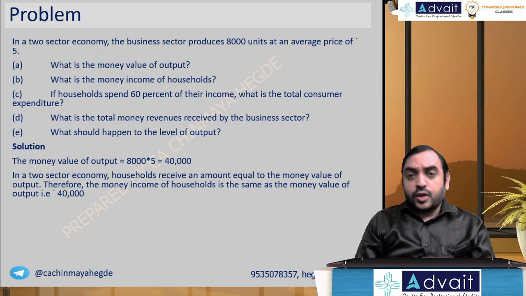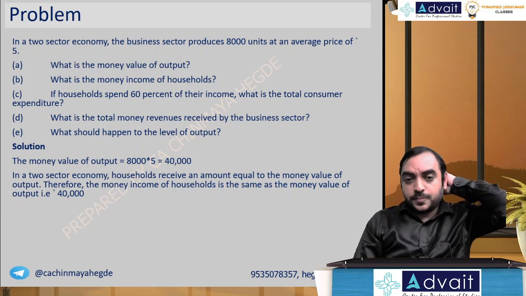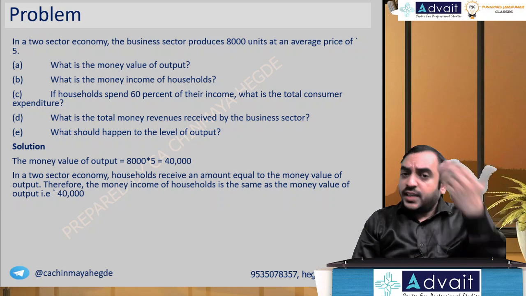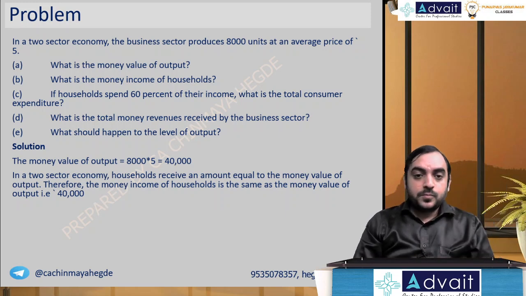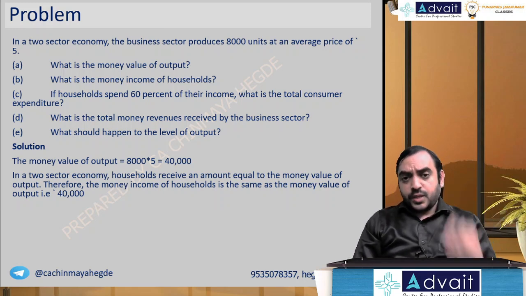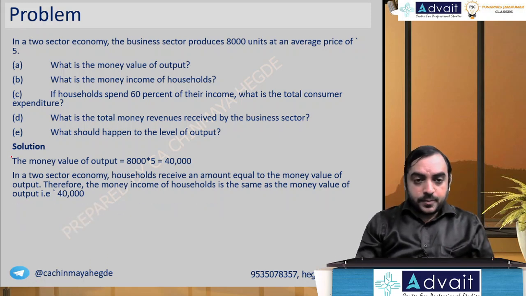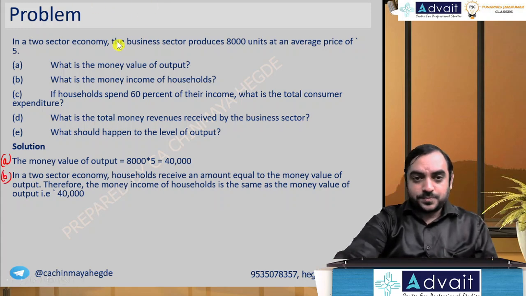So in a two sector economy, the household value is equal to the money value, that is 8,000 into 5, 40,000. So whatever they produce is whatever we consume. Both are equal initially. What is the income of household? Same thing. The output they produce becomes income of household. So this is A, this is B. You can write down the sentence.